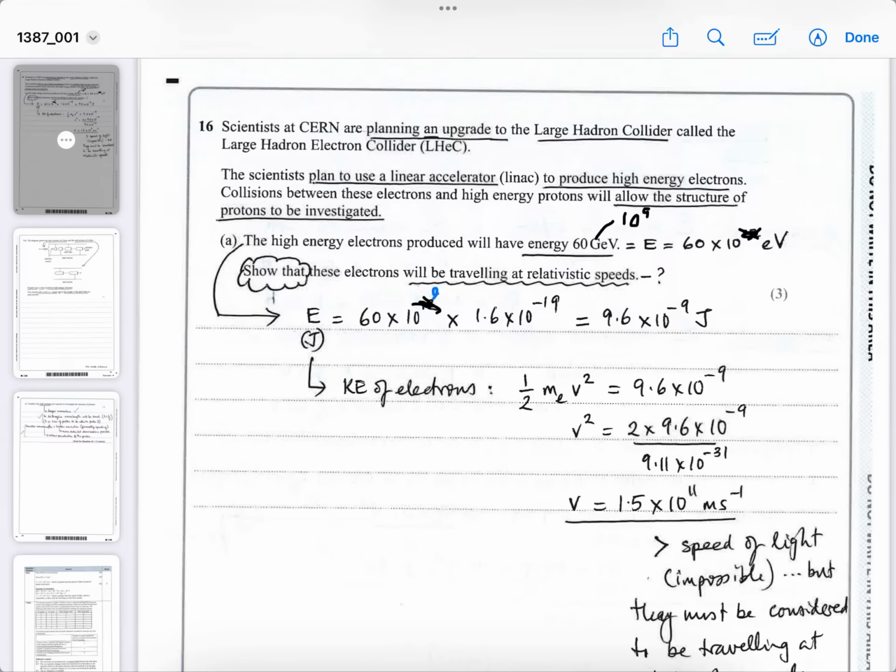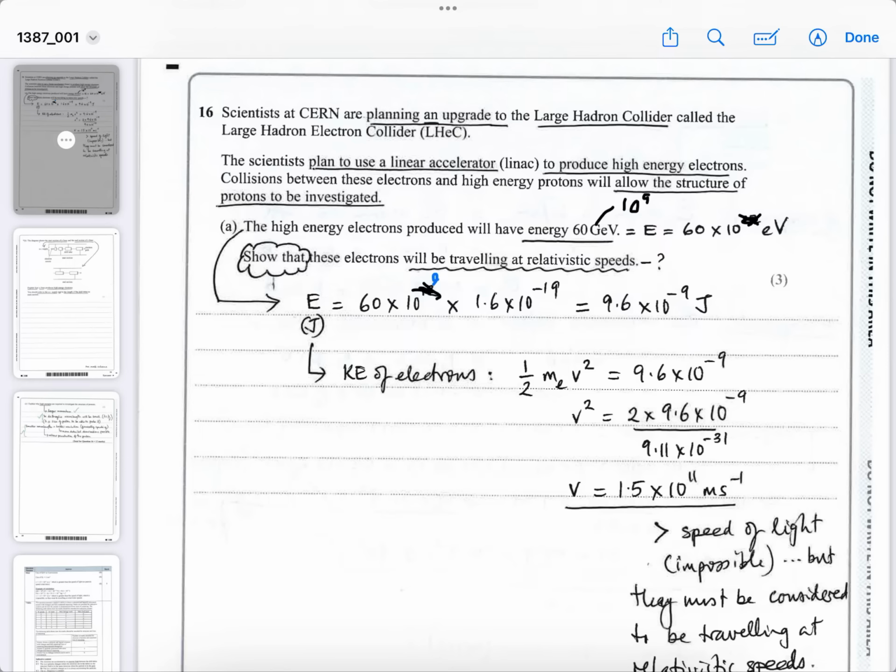So question 16 is about the Large Hadron Collider at CERN. It says scientists at CERN are planning an upgrade to the Large Hadron Collider called the Large Hadron Electron Collider. Now, I don't know if this is true or not. It's just a scenario for you to read about, to be able to explain how they would use a linear accelerator. The scientists plan to use a linear accelerator, or LINAC, to produce high-energy electrons, and then collisions between these electrons and high-energy protons will allow the structure of protons to be investigated.